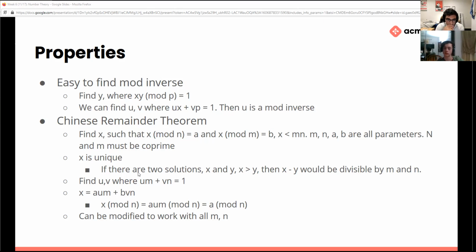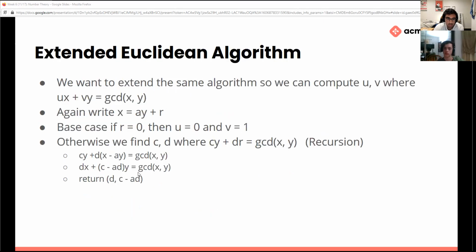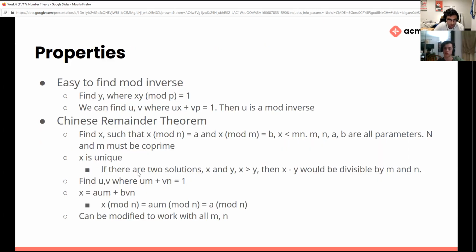The way we know this is that x mod n is aum mod n, and we also know that um mod n is 1, right? Since we know that um plus vn equals 1, right? So x mod n is a. Yeah. And by symmetry, it's also x mod m is b.